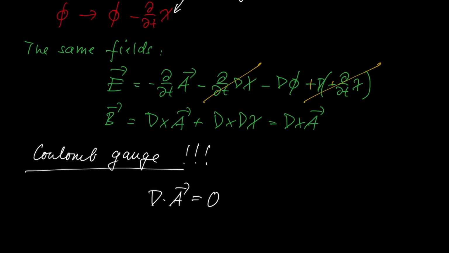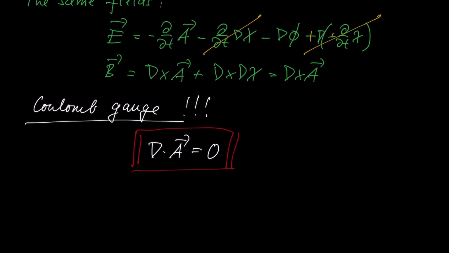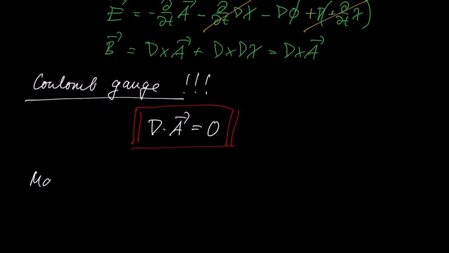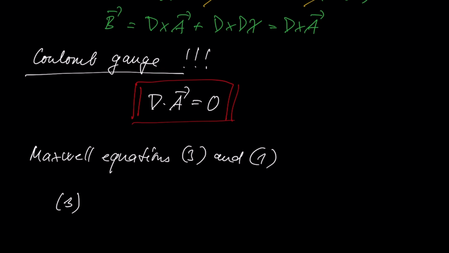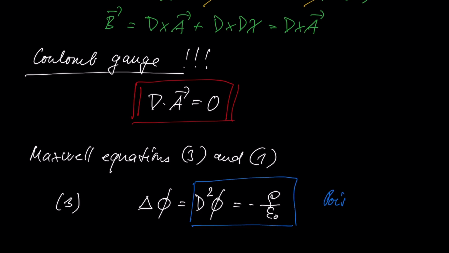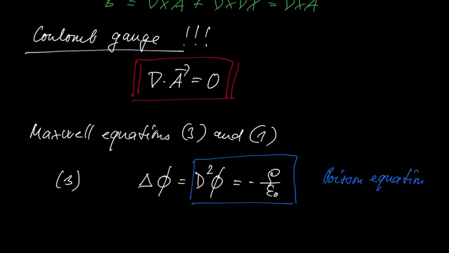So we will assume that this additional condition is satisfied, and going from there we can simplify the Maxwell equation 3 and 1. The equation 3 now would read Laplace phi, that is the nabla square phi, equals to minus rho over epsilon 0. This is the so-called Poisson equation, well known from electrostatics. It actually fixes the potential phi by giving the distribution of charge in space.